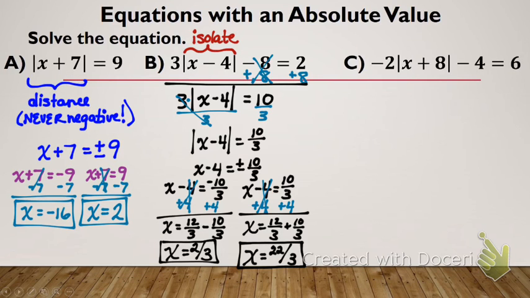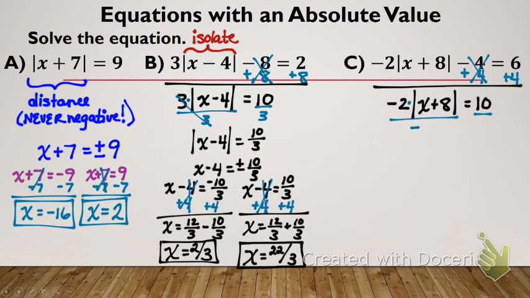What do I do on C? Add 4 to both sides. So I have -2 absolute value of x plus 8 equals 10. And then divide both sides by -2. So I get the absolute value of x plus 8 equals -5.